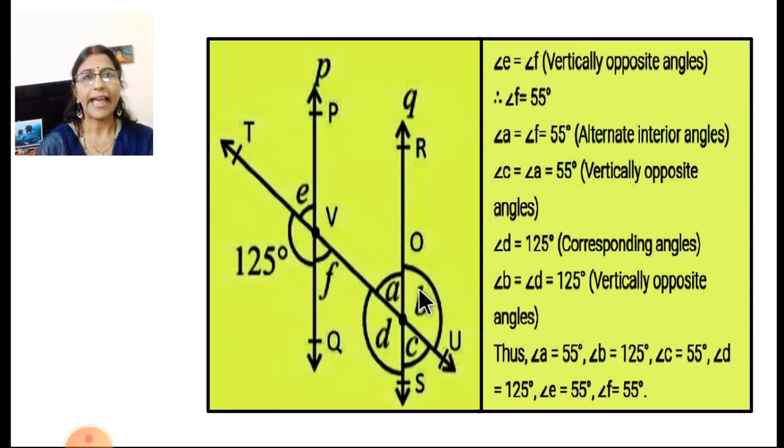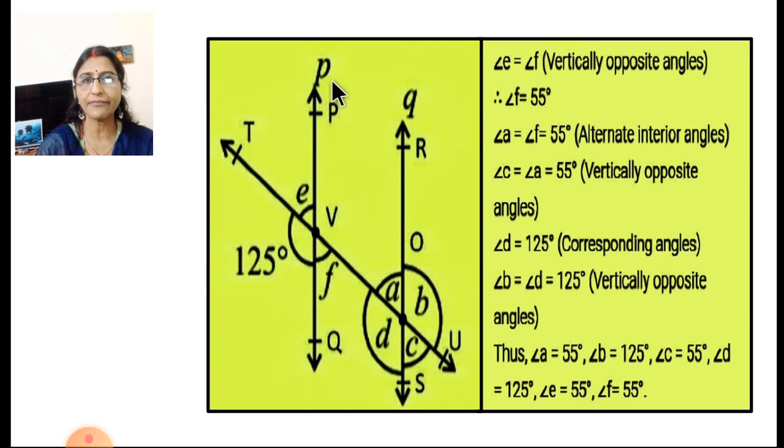Angle A and angle F. You can see angle F is here and angle A is here. They are alternate interior angles. These two angles are inside the two lines, so first of all they are interior angles, and they are alternate. This angle is on the left side and this is on the right side, so they are alternate to each other. As we have got angle F as 55 degrees, angle A is also 55. You know that alternate interior angles are equal when the lines are parallel.